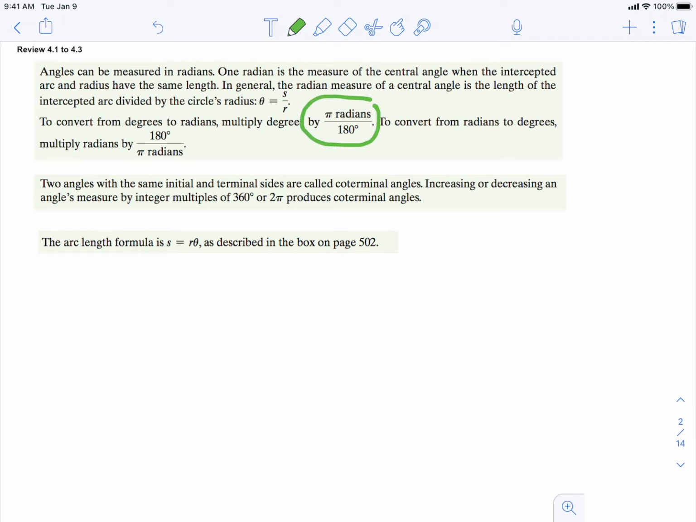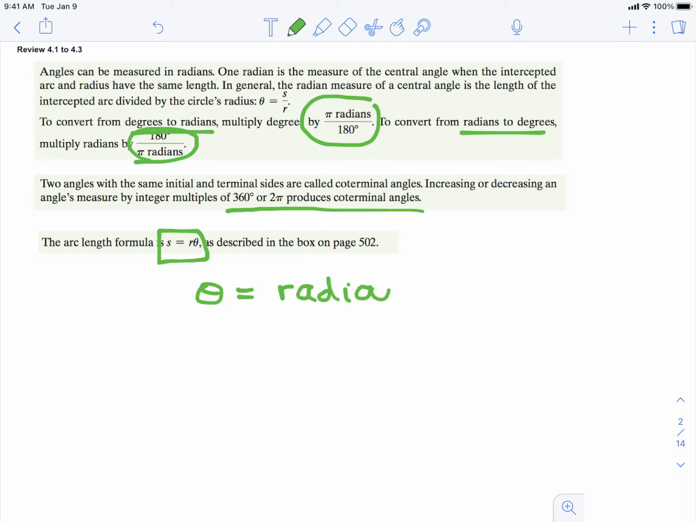Remember, when you convert from degrees to radians, that would be your ratio. And then from radians to degrees, this would be your ratio. To find coterminal angles, you would add or subtract a revolution, which is 360 degrees or 2 pi. If you use your arc length formula, that angle theta must be in radians.